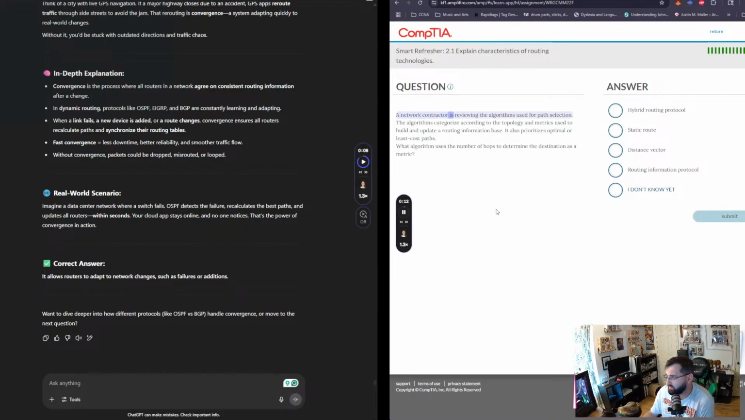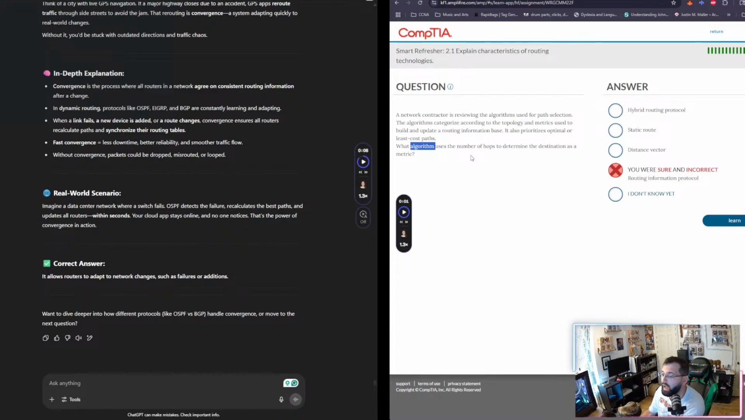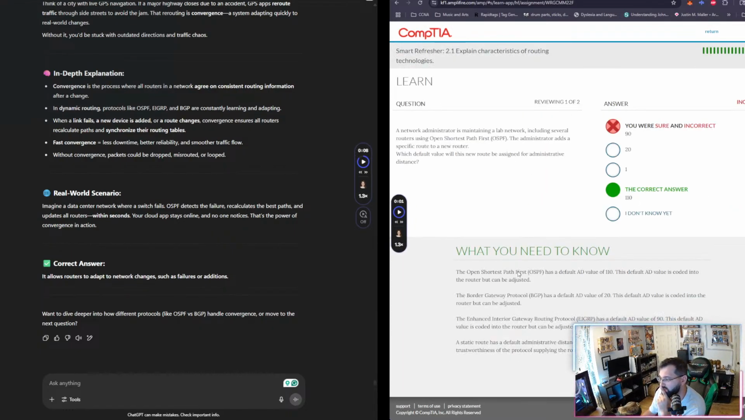A network contractor is reviewing the algorithms used for path selection. The algorithms categorize according to the topology and metrics used to build and update a routing information base. It also prioritizes optimal or least cost paths. What algorithm uses the number of hops to determine the destination as a metric? RIP, Routing Information Protocol. What? Distance vector. What algorithm? Not protocol. Algorithm. Yeah, I was 110.